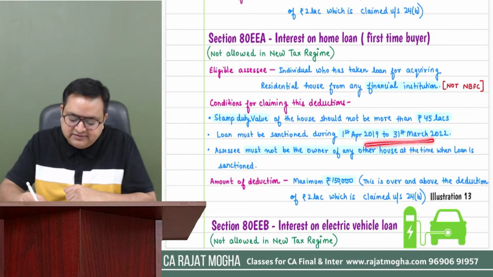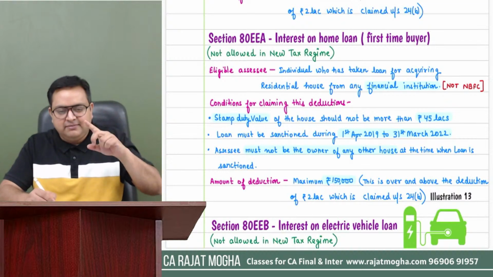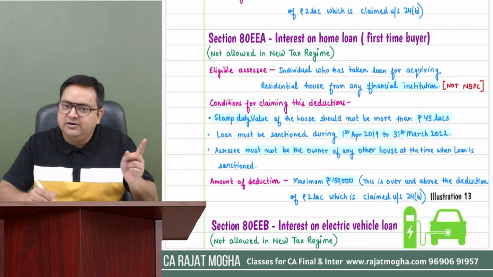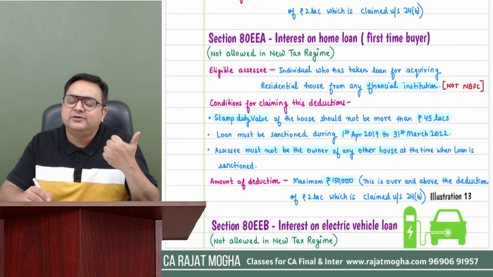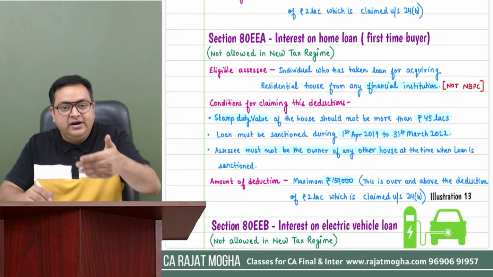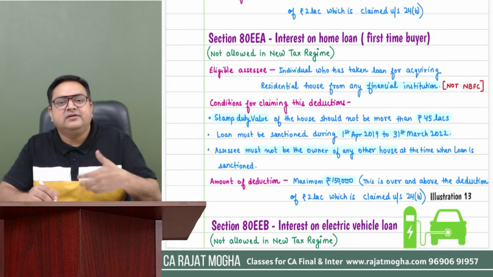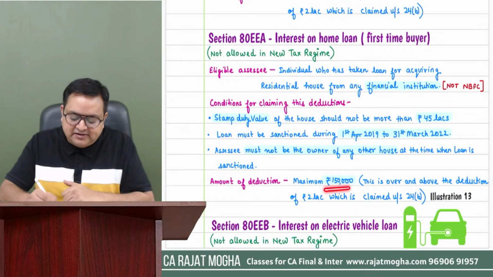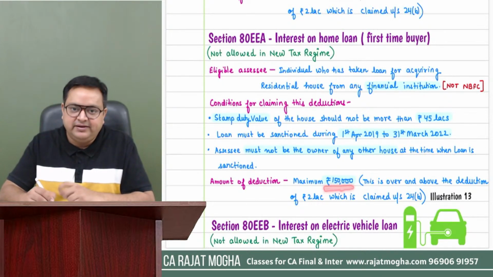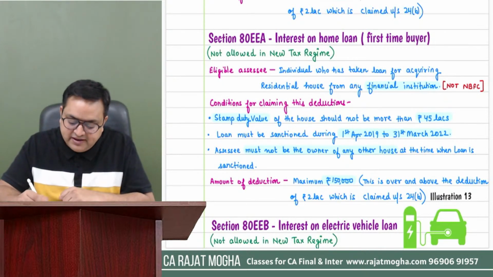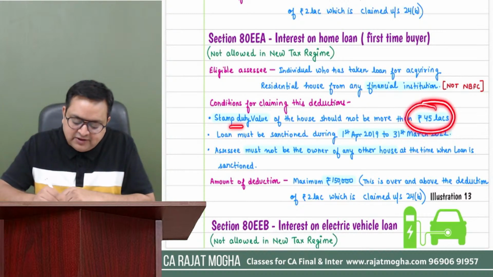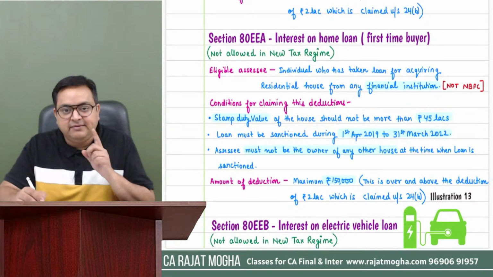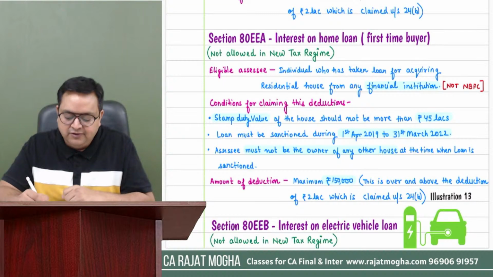And how much is the deduction? Here it is over and above 2 lakh, because 2 lakh deduction we can claim in section 24B. And if we are paying more interest, let's say if we are paying 4 lakh rupees interest, 5 lakh rupees interest, then over and above that 2 lakh, we can come over here, but maximum it is 1.5 lakh. This is 150, right? And the condition over here is that the stamp duty value of the house should not be more than 45 lakh.